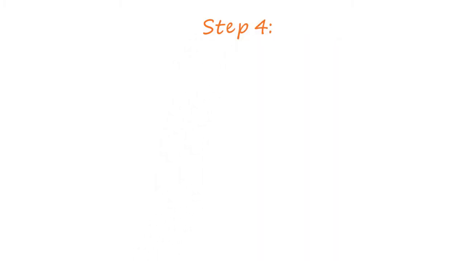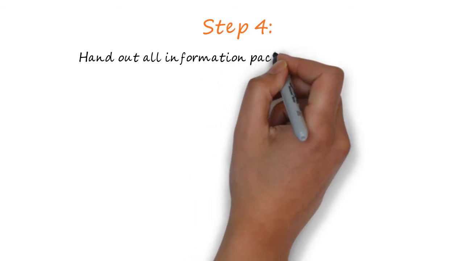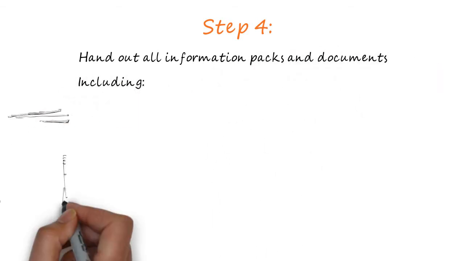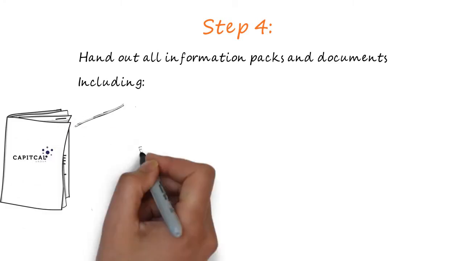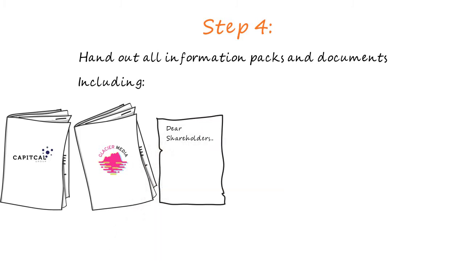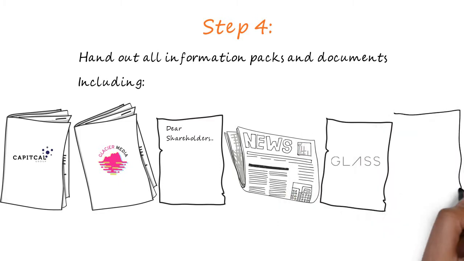4. Once you split into your different groups, the assessors for each group will hand out the various packs and documents. This should include, number 1, the CapIdCal Group Report, 2, the Glacier Media Report, 3, Sir Marcus Harper's letter to shareholders, 4, the news articles document, 5, the Google Glass explanation, and 6, the task brief.